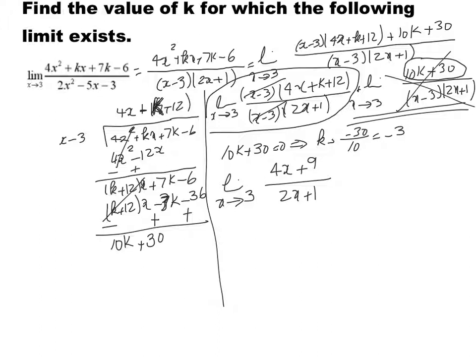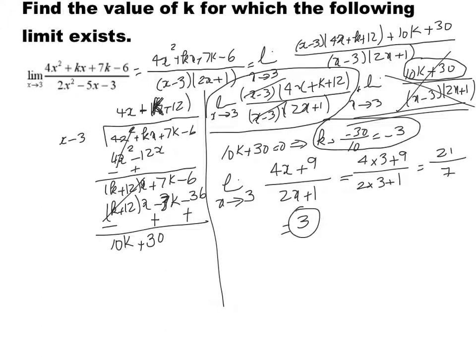Now I can safely let x go to 3. If x becomes 3, then we get 4 times 3 plus 9 over 2 times 3 plus 1. So 4 times 3 is 12 plus 9 is 21, divided by 2 times 3 is 6 plus 1 is 7. So the limit becomes 3. So if k is equal to negative 3, then the limit exists and the value of the limit is equal to 3.